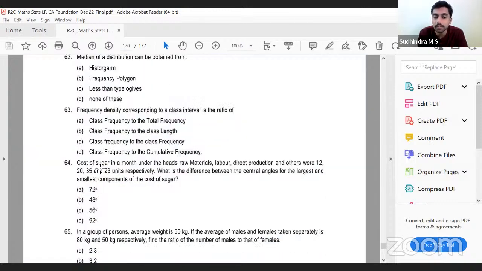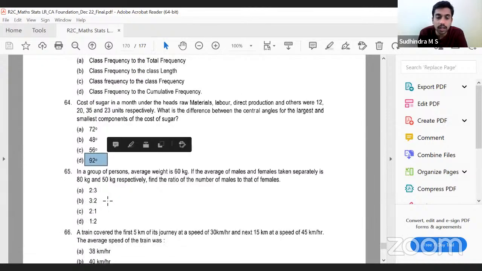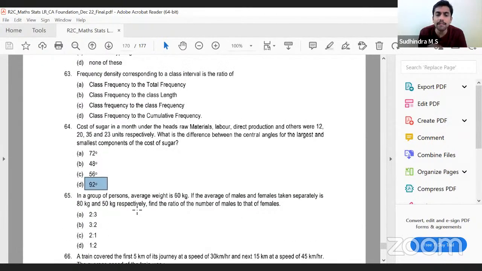This we have already done. Cost of sugar, difference between central angle, 92 degree with it we got. In a group of persons, average weight is 60 kgs. If average of males and females taken separately is 80 kgs and 50 kgs respectively, find the ratio of number of males to that of females.